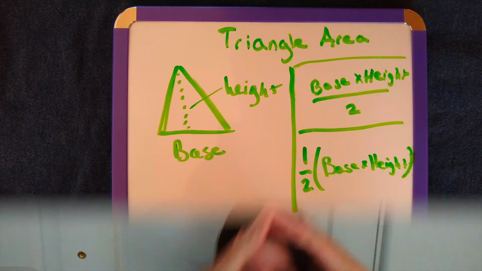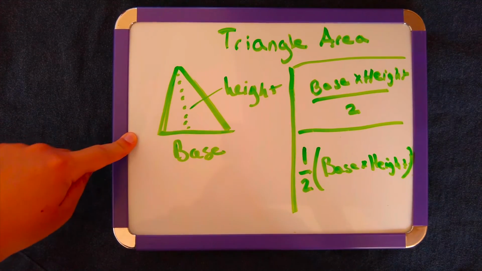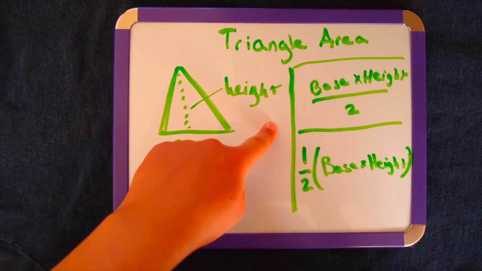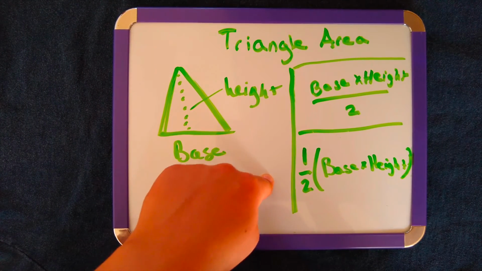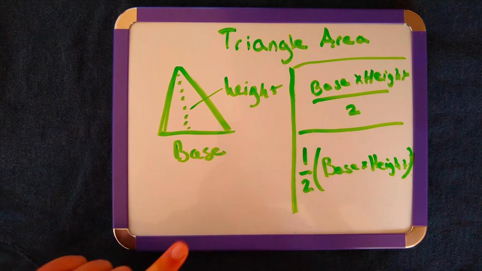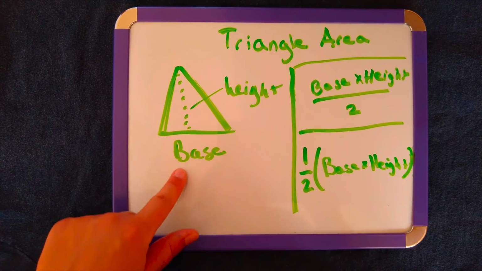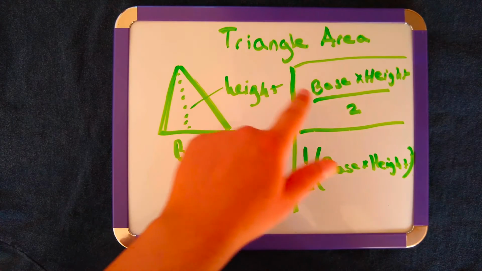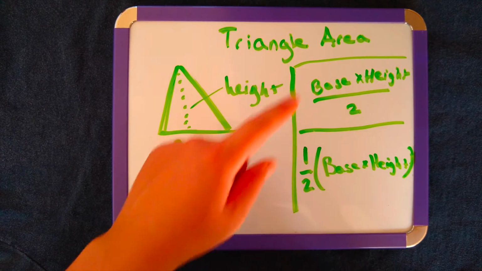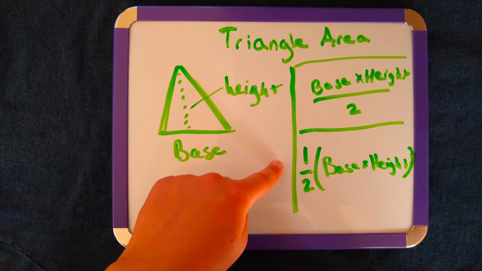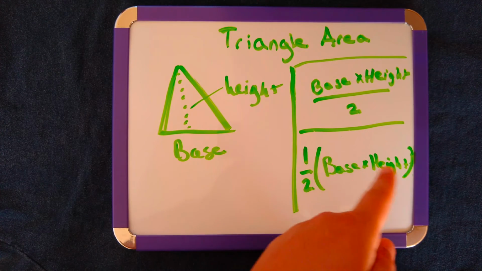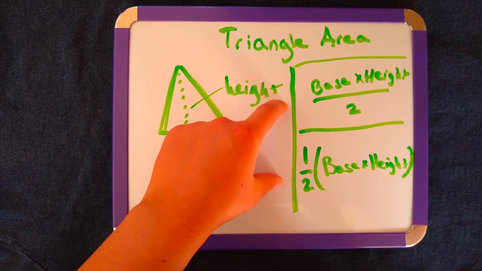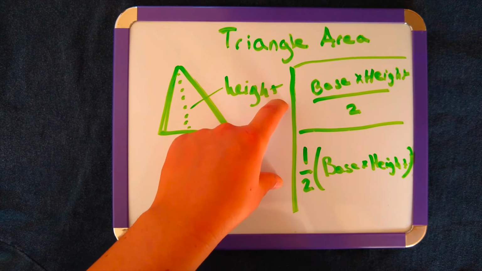Okay, so we've taken a look at rectangles, but now let's take a look at triangles. So here we have a triangle, and over here we have the formulas to find the area of a triangle. The formula is that we have the base times the height divided by 2. Another way to write this is to say 1/2 times the base times the height. Both of these formulas are saying exactly the same thing.